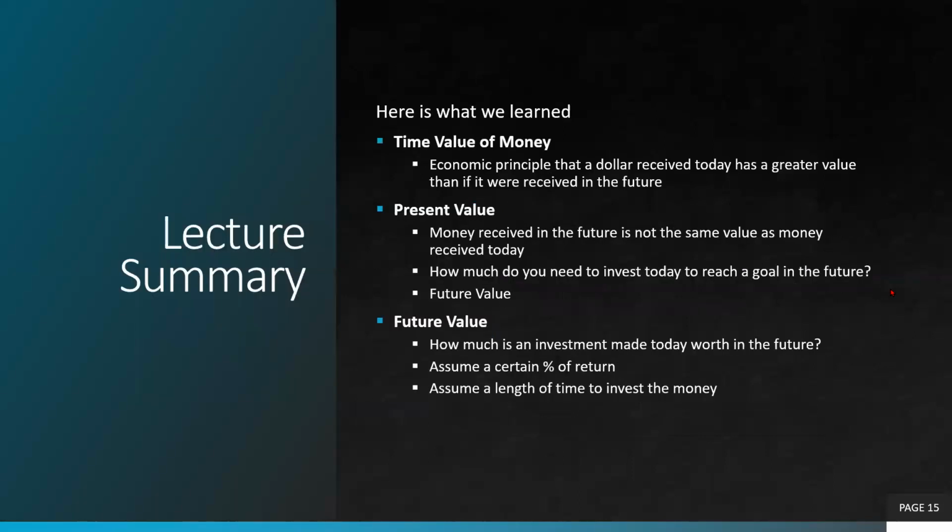So here's what we've learned. The time value of money is an economic principle that a dollar received today has a greater value than if it were received in the future. Present value is money that's received in the future is not the same value as money that is received today, right, due to inflation and such. And it answers the question, how much do you need to invest today to reach a goal in the future? And then there's future value, which answers the question, how much is an investment made today worth in the future?